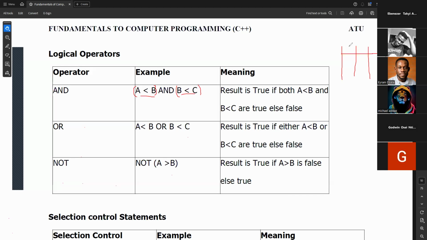Let's assume we have this truth table, and we have here A and B. I'll use T to represent true, and F to represent false. Going forward, another way to represent true or false is that true is given as 1, and false is given as 0. In other contexts, true is given as yes, false is no.